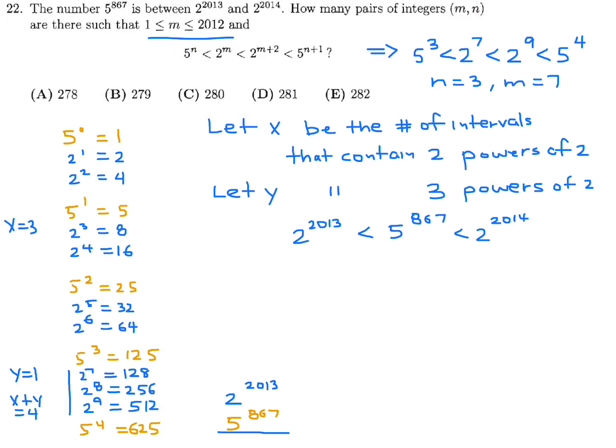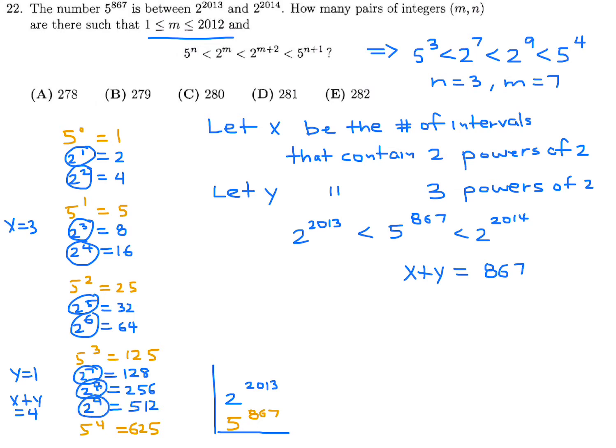So that means that x plus y has to equal the total number of intervals. But for this example here, my total is 867. Now we get into the next part, which is understanding something different. The question now is, how many of these 2's do I have? Well, in this one, you can just count them manually. There's 9. I've just circled 9 of them.